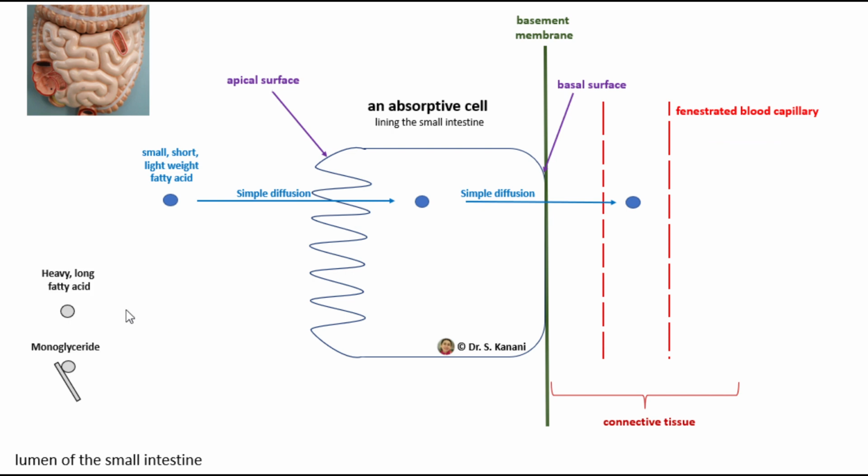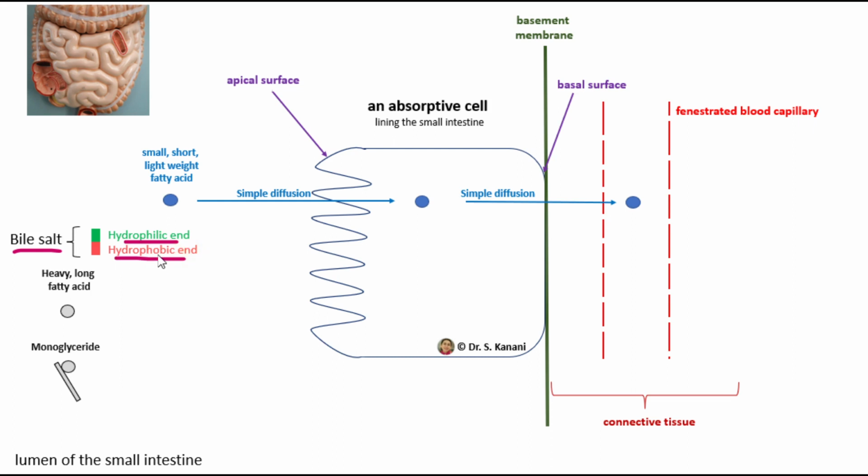However, when we focus on the absorption of heavy, long fatty acid chains or monoglyceride, we see that, first of all, these molecules are hydrophobic, they're not water soluble, and they have real difficulty staying in the watery environment inside the small intestine. Keep in mind, we are in the lumen of the small intestine. So we get help from those components of bile that are amphipathic. Those are bile salts. Recall that in each bile salt, we have a region that is hydrophilic, water-loving, and we have another region that is hydrophobic.